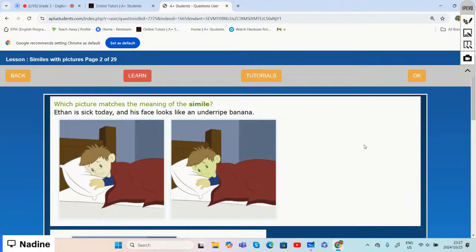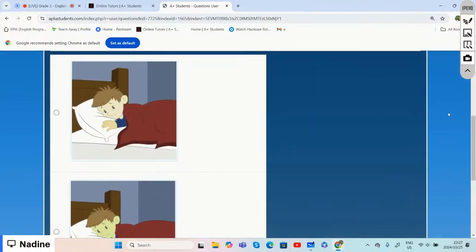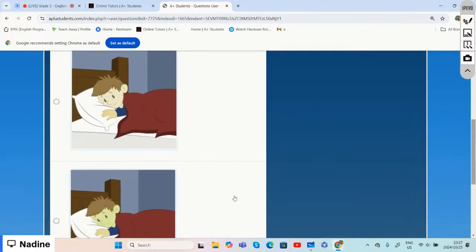Ethan is sick today and his face looks like an underripe banana. If you look at these two pictures, the picture on the left and the picture on the right, one of them is where he looks like an underripe banana. So is it picture one or picture two where he looks like an underripe banana? He's that sick that he looks like an underripe banana.